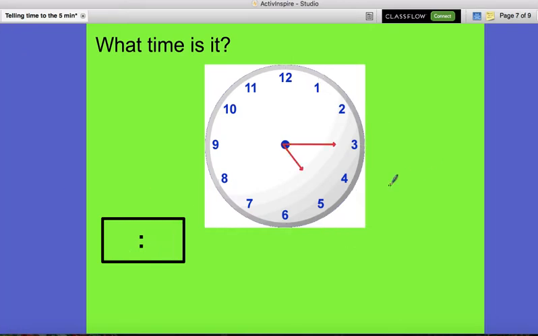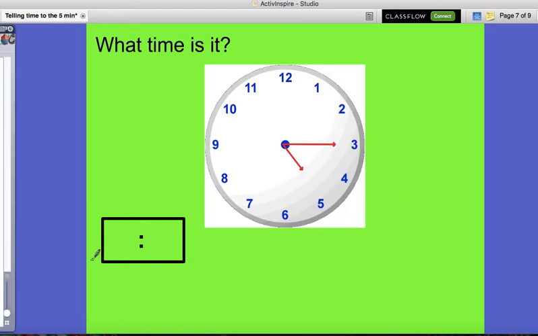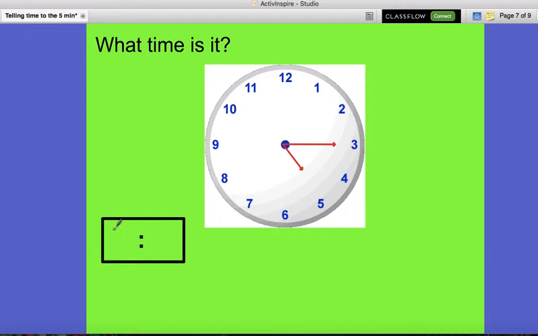What time is it here? Try this one on your own. Our hour hand is at 5. Our minutes, 5, 10, 15. It is 5:15.